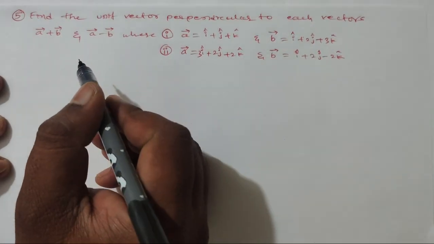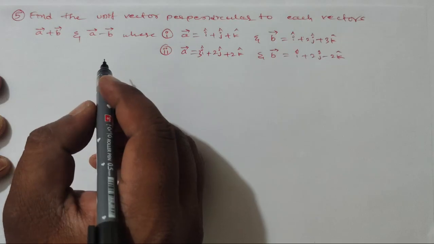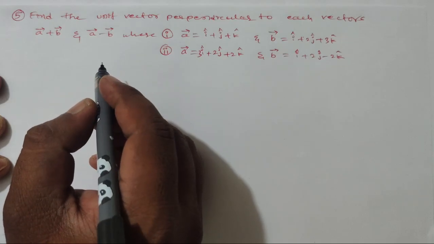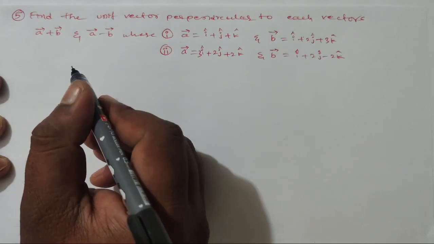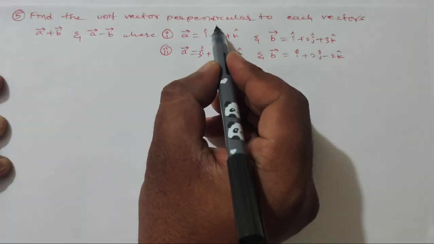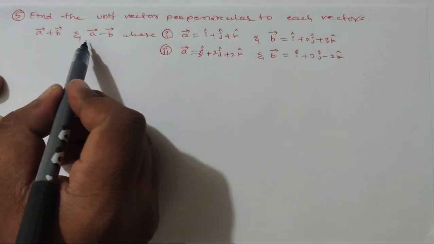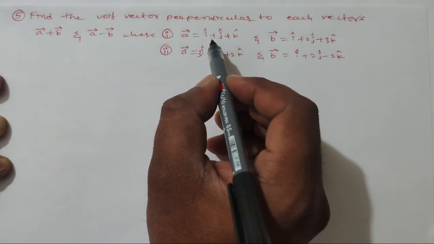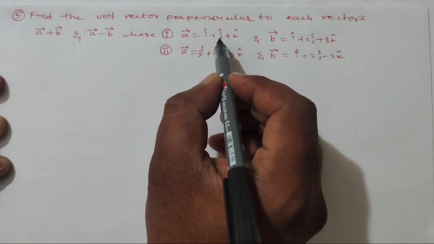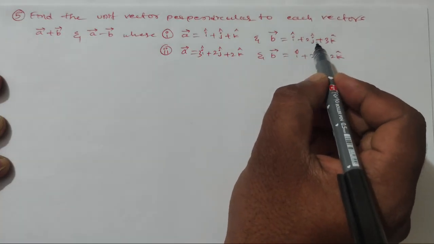Okay. Next question. 3 more important questions on chapter vectors algebra. Fifth question: find the unit vector perpendicular to each vectors a plus b and a minus b, where a vector is equal to i plus j plus k and b vector is equal to i plus 2j plus 3k.